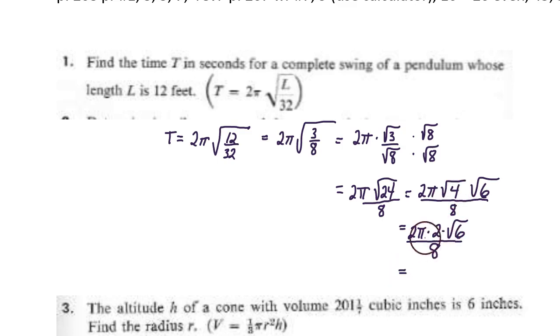Next up, I'm going to reduce. In the top we have 2 times 2, which is really 4, and in the bottom 8, so 4 over 8 reduces to a half. So we have pi times the square root of 6 all over 2. So here is the simplified form if you leave a pi symbol in the problem. If you replace pi with the fraction 22 over 7, then you would get the same answer but in another form.